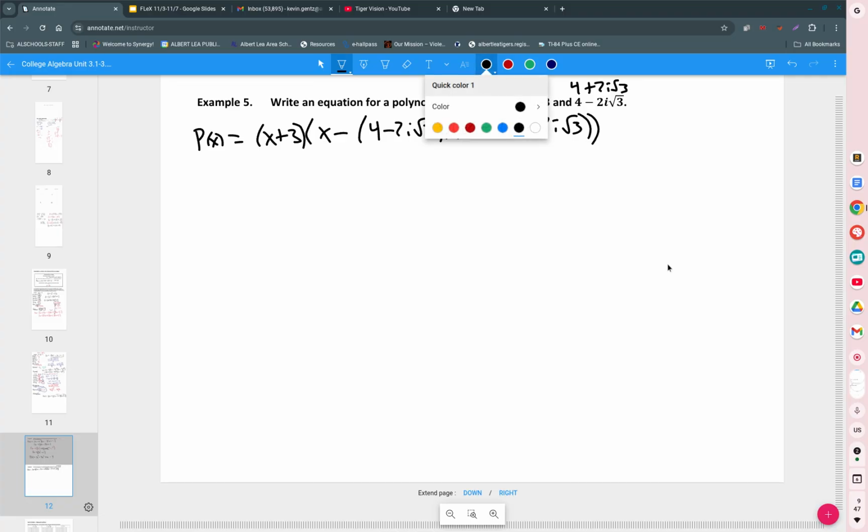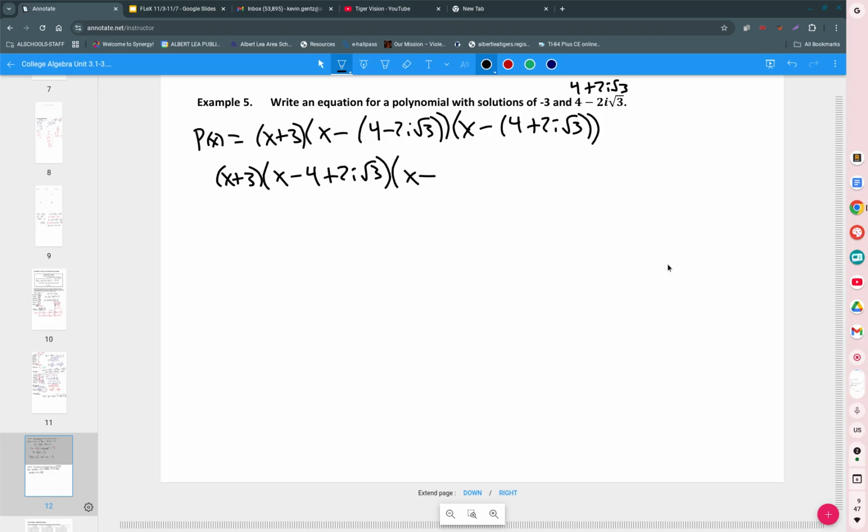So now, as we write this out, I have an x plus 3 times x minus 4 plus 2i root 3 and an x minus 4 minus 2i root 3.